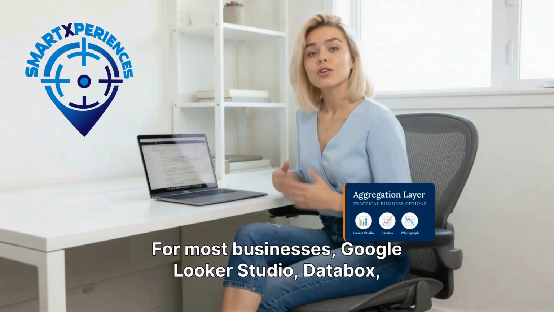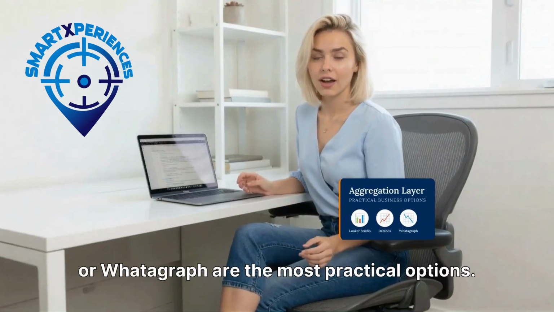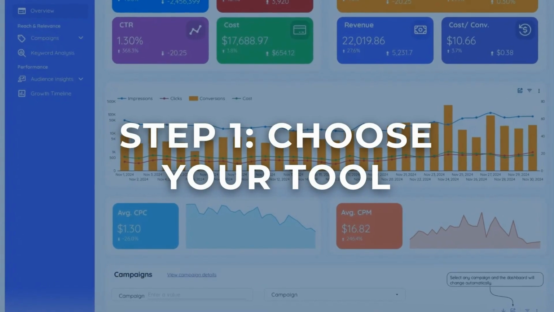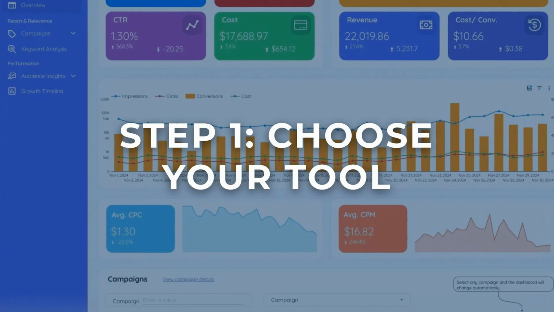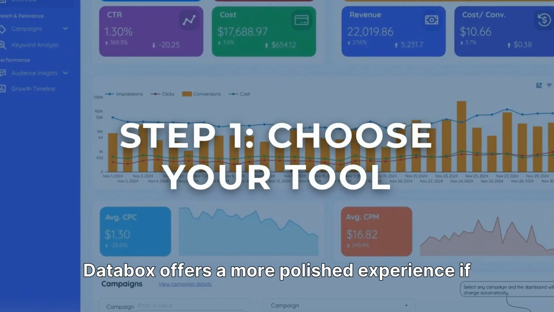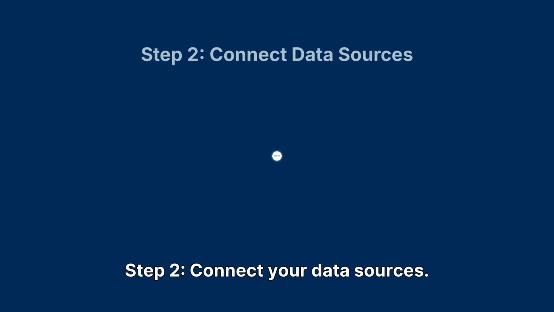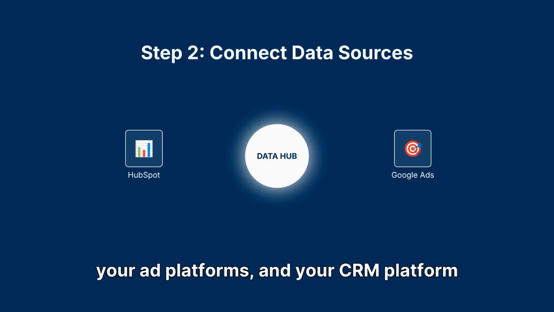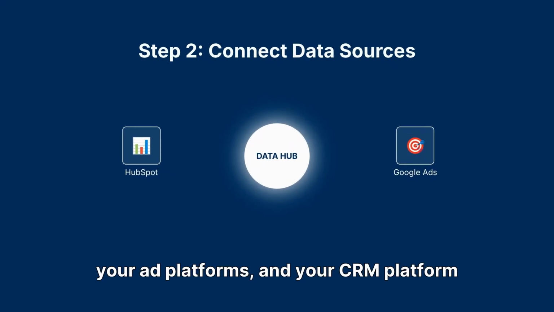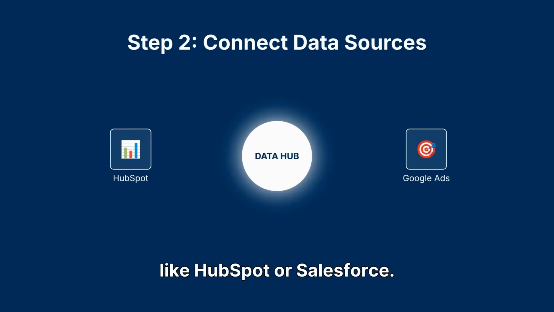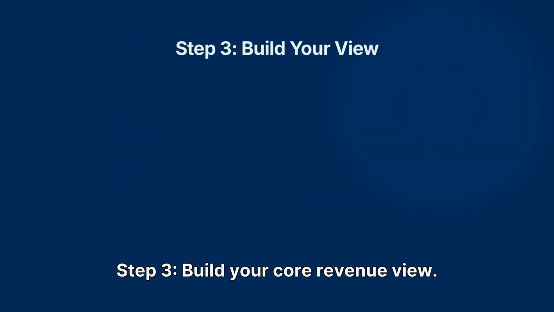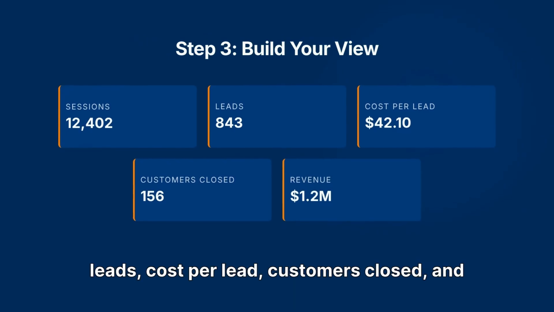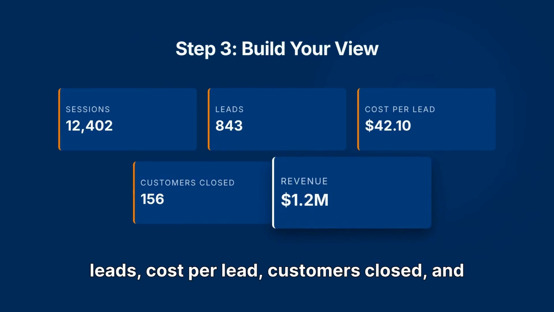For most businesses, Google Looker Studio, Databox, or Whatagraph are the most practical options. Step 1. Choose your dashboard tool. Looker Studio is free and powerful. Databox offers a more polished experience if your budget allows. Step 2. Connect your data sources. You'll want, at minimum, Google Analytics 4, your ad platforms, and your customer relationship management platform like HubSpot or Salesforce. Step 3. Build your core revenue view. Create a page with 5 metrics: sessions, leads, cost per lead, customers closed, and revenue.